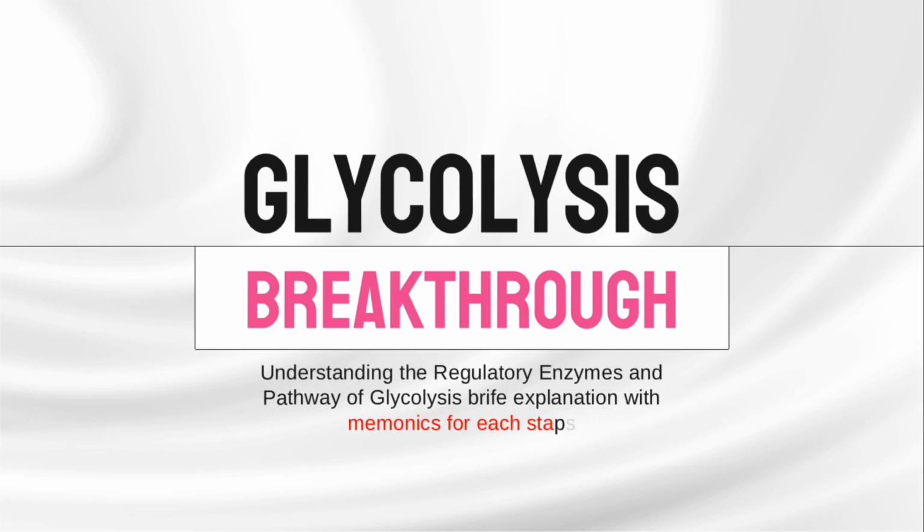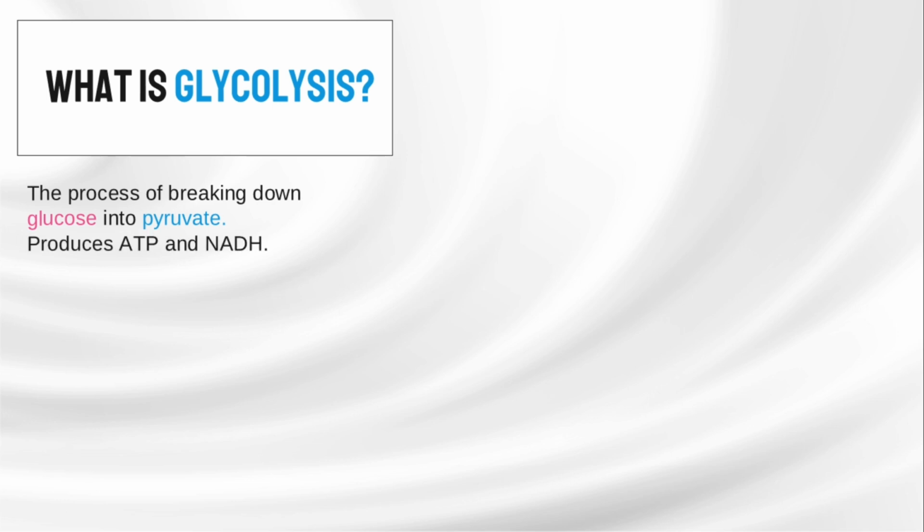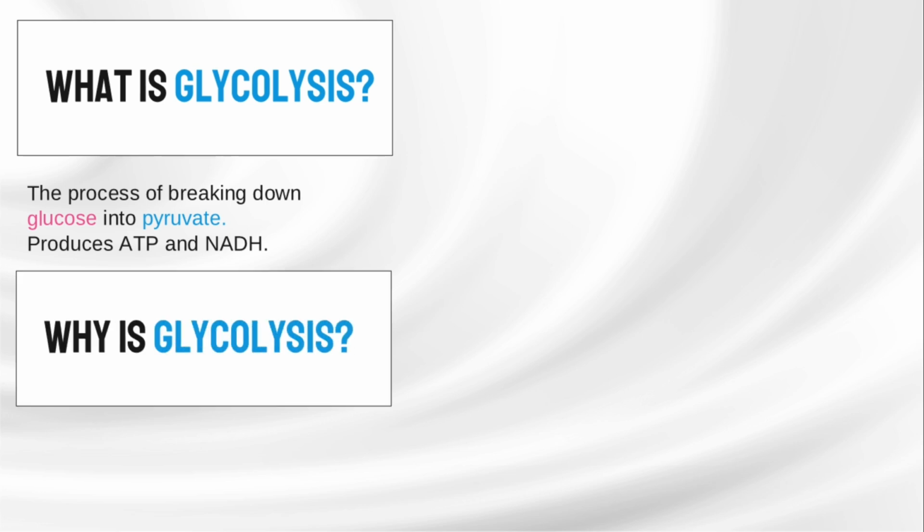Today, we'll break down the essential steps of this amazing metabolic pathway and discover its crucial role in keeping our cells buzzing with energy. So, what's the deal with glycolysis? Think of it as the ultimate energy production line, where glucose, our primary energy source, is transformed into pyruvate. This magical process not only generates ATP, our cell's power currency, but also produces NADH, a key player in other metabolic adventures. Why is glycolysis a big deal?